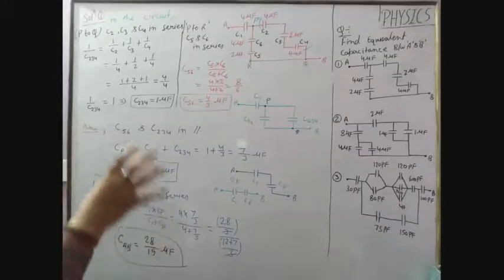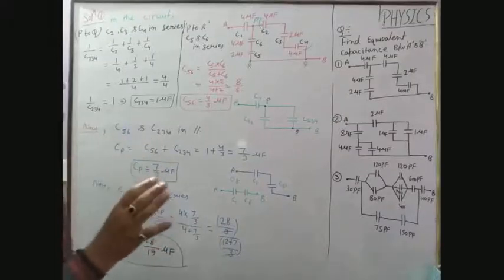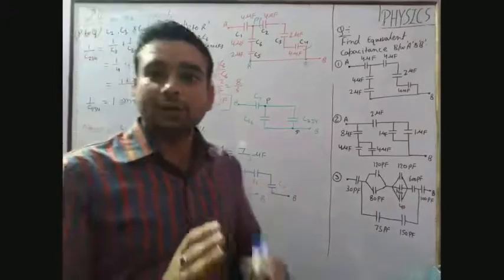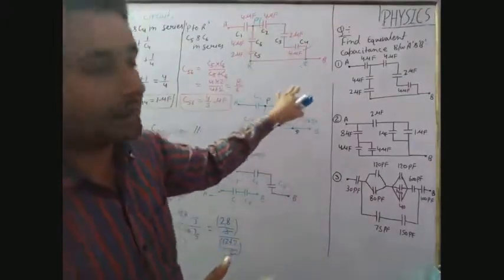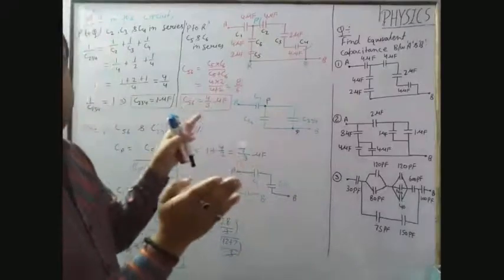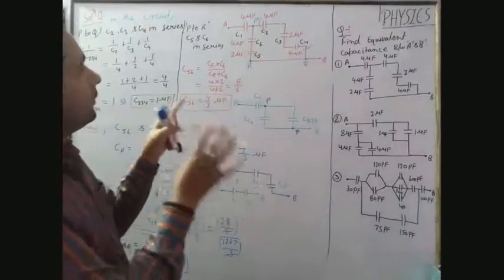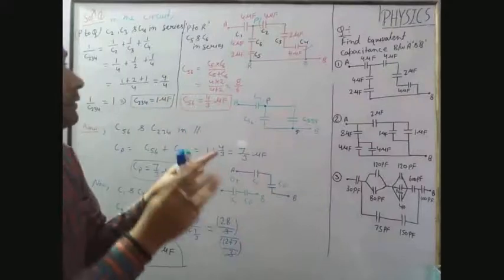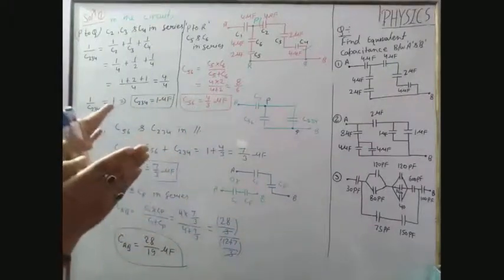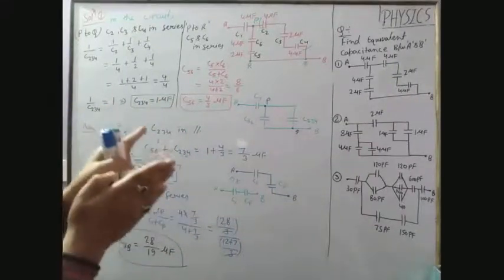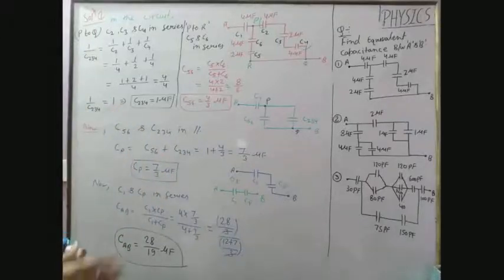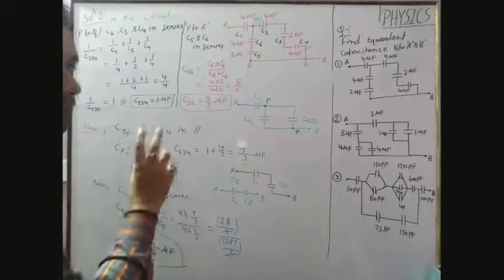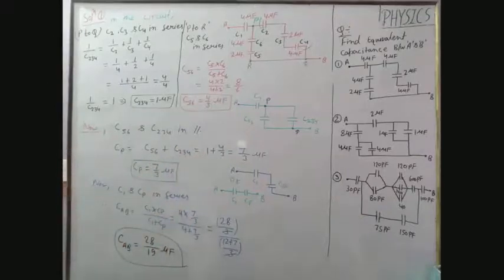Numericals are very easy, but you need to understand how the capacitors are connected and in between which points the circuit has the series combination and in which points the circuit has the parallel combination. If you identify that, you will get the answer very easily.